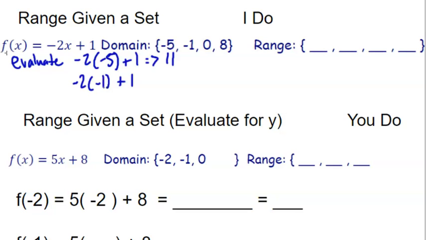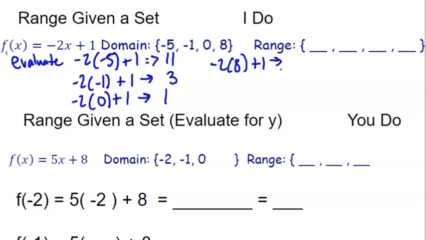Let's plug in the next one. Negative 2 times negative 1. That's going to give you 2 plus 1. That's 3. Notice each time the only thing we're changing is the x value. So parentheses, whatever number that's in the domain for that one. This was 0, and then the last one, that's going to give you negative 16 plus 1. That's negative 15. Order these from least to greatest, and we get negative 15, 1, 3, 11.